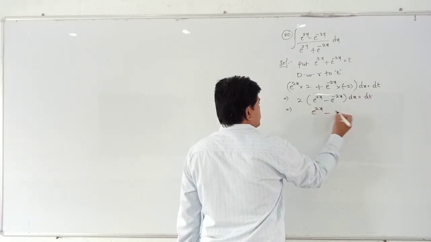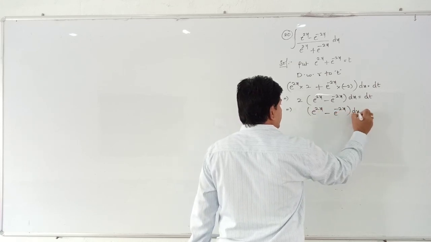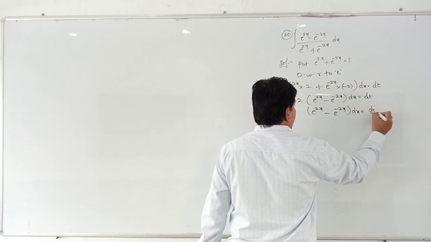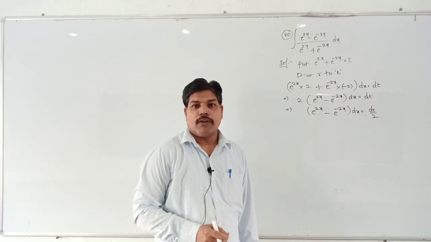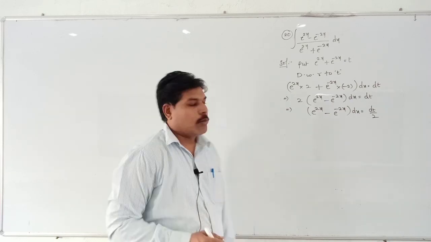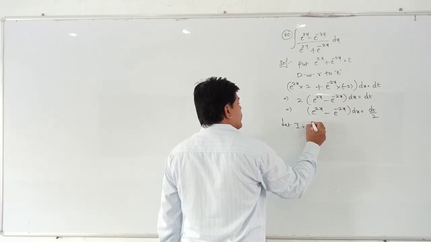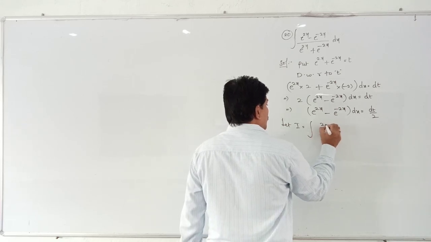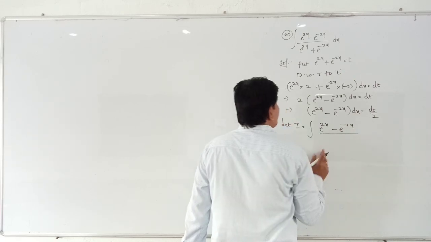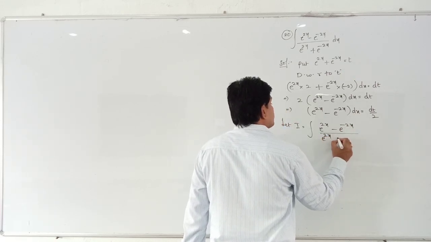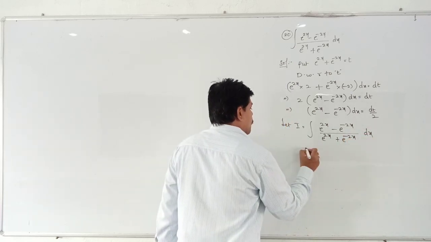So that implies e power 2x minus e power minus 2x into dx is equal to dt by 2. So take the problem here. Let I is equal to the integral of (e power 2x minus e power minus 2x) by (e power 2x plus e power minus 2x) into dx. So what happens?